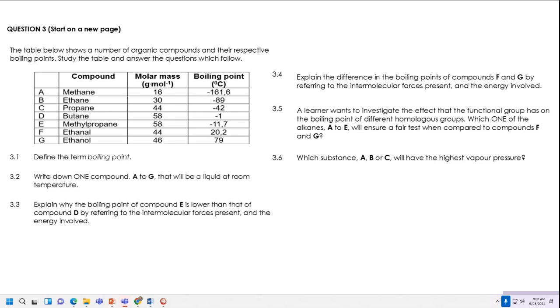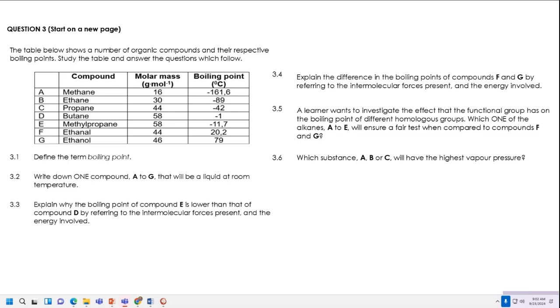All right. Have we got that, grade 12s? So you need to know when these boil and what room temperature is. Now, question 3.3. Explain why the boiling point of compound E is lower than that of compound D by referring to the intermolecular forces present and the energy involved. Compound E and compound D. Why is the boiling point lower? Notice the boiling point of compound E is -11.7, which is much less than -1, as you know from the number line. So we want to know why.